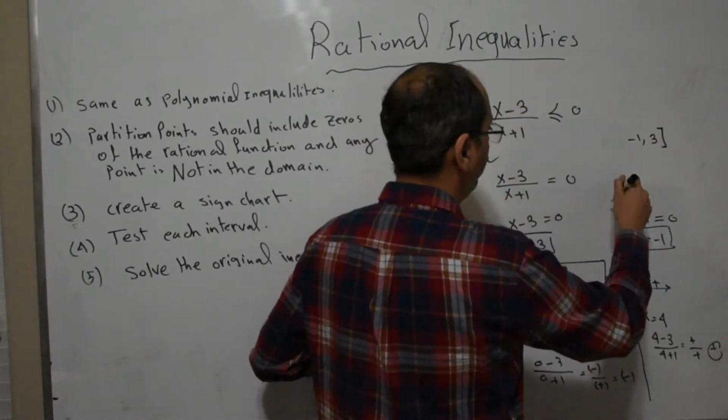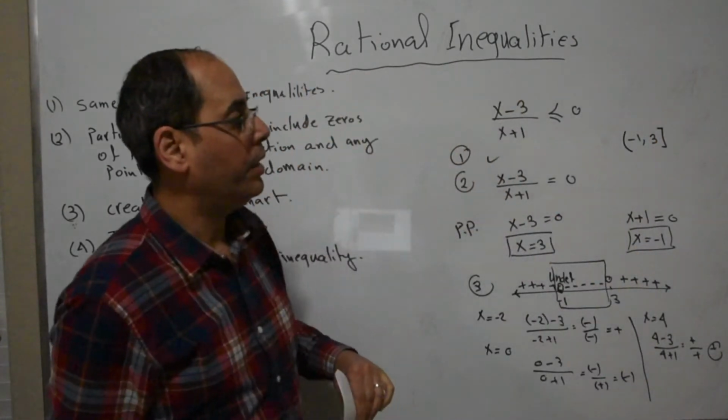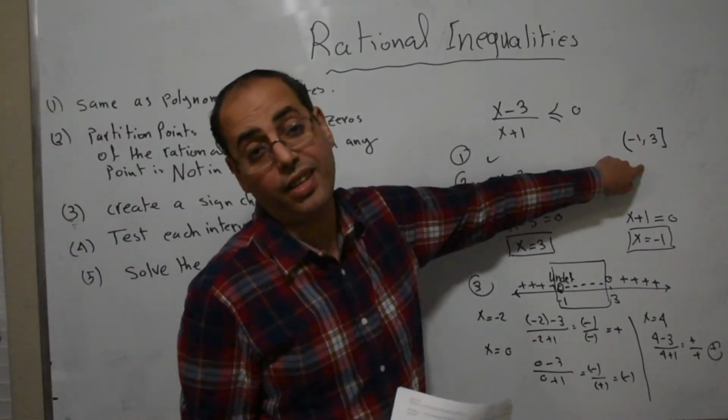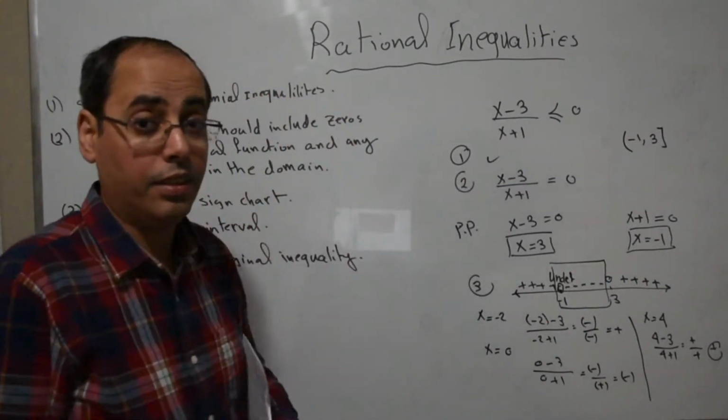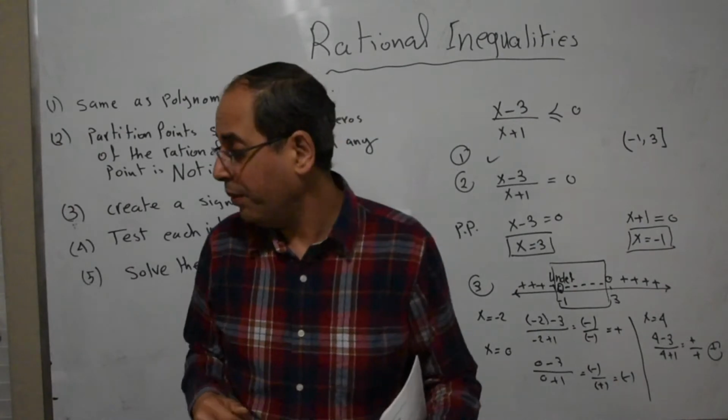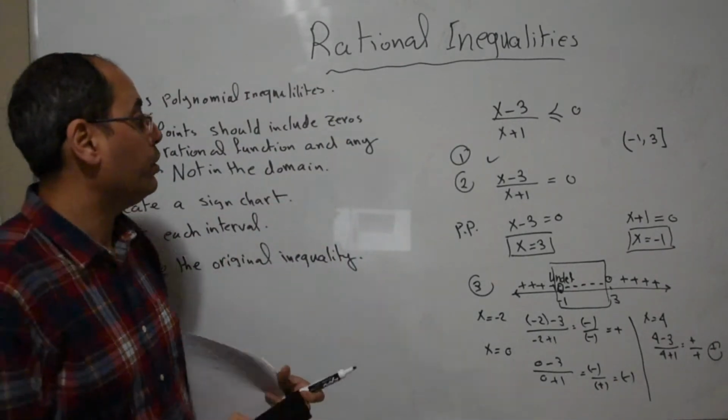But this is a hole, and I'm going to make this. So my solution is -1 and 3. Is it clear? We're going to take another example to make sure that you understand the idea.